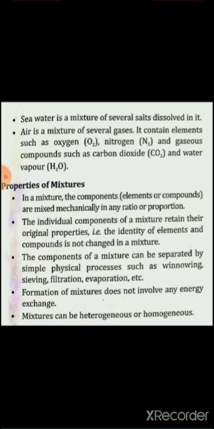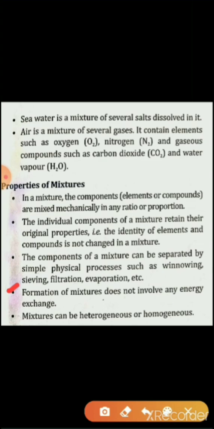And the fourth one: formation of mixtures does not involve any energy exchange. During formation of mixtures, energy is neither absorbed nor evolved. And the fifth and last one: mixtures can be heterogeneous or homogeneous. Heterogeneous means the components are not distributed uniformly throughout the mixture. And homogeneous means uniformly distributed throughout the mixture.